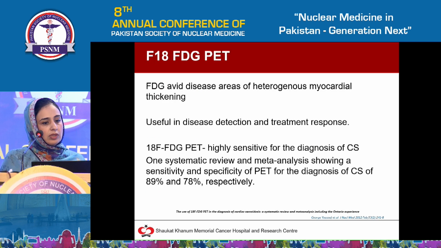FDG is being used, and there is FDG-avid disease in areas of heterogeneous myocardial thickening. It's being used in detection as well as treatment response in cardiac sarcoidosis. FDG has been found highly sensitive for the diagnosis of cardiac sarcoidosis. A systematic review and meta-analysis showed a sensitivity of 89% and specificity of 78% respectively.